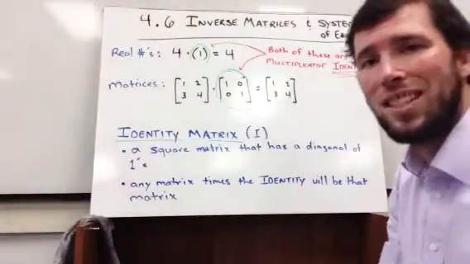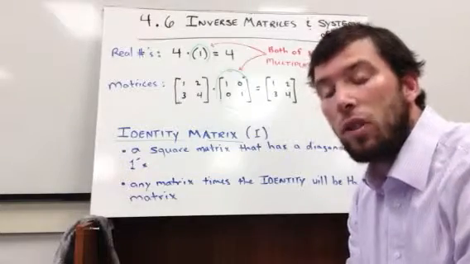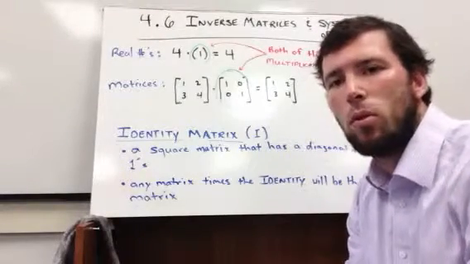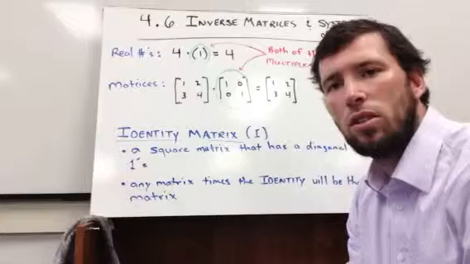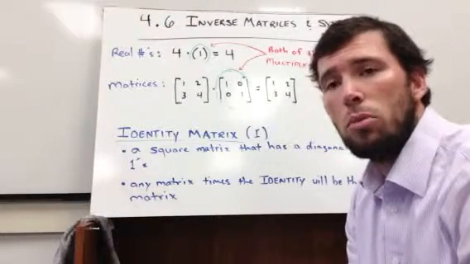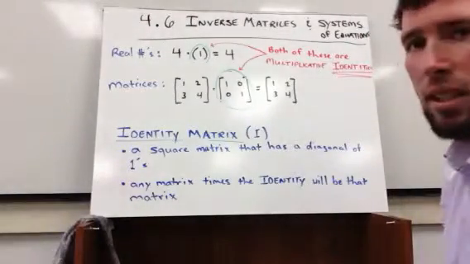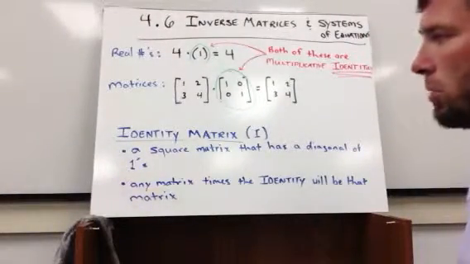This is 4.6, inverse matrices and systems of equations. It's a big section, very important. It's the last one of chapter 4. So make sure you take good notes on this. There's a lot of things that haven't come your way. This will be a lot of new material. Okay, here we go. We're going to talk first about this identity idea for multiplying.